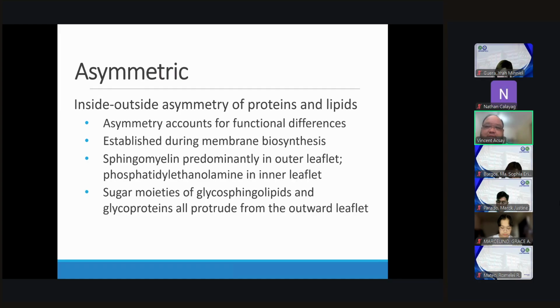And this asymmetry is also established as it was being made. You will see that sphingomyelin predominantly exists in the outer leaflet, while something like phosphatidylethanolamine consists more in the inner leaflet. The sugar moieties of glycosphingolipids and all glycoproteins typically protrude from the outward leaflet.